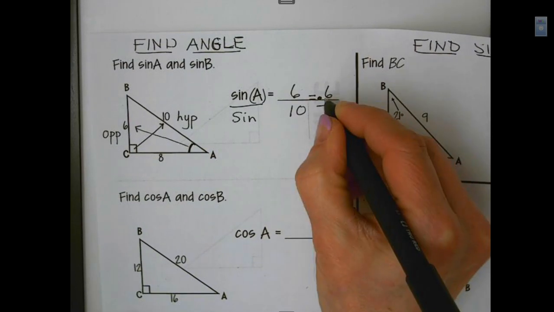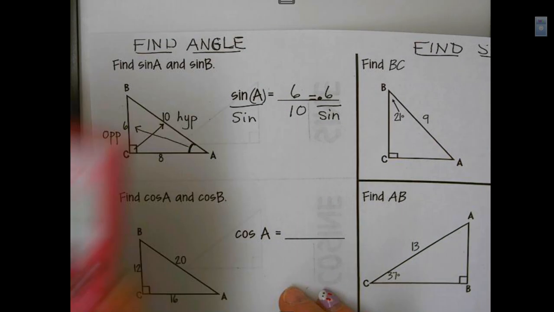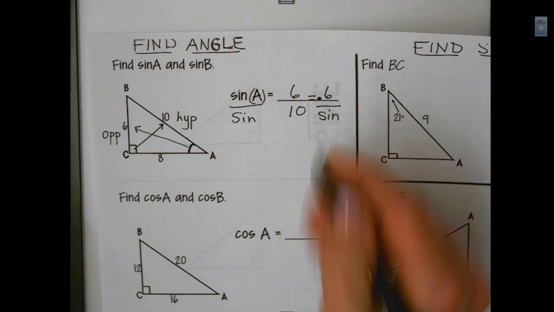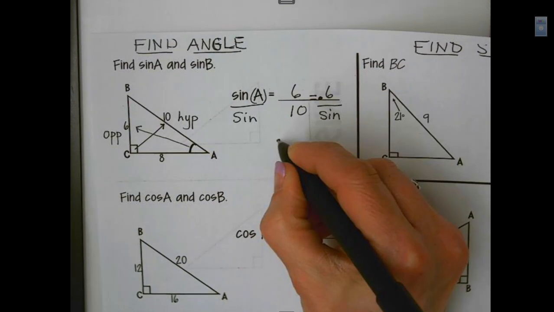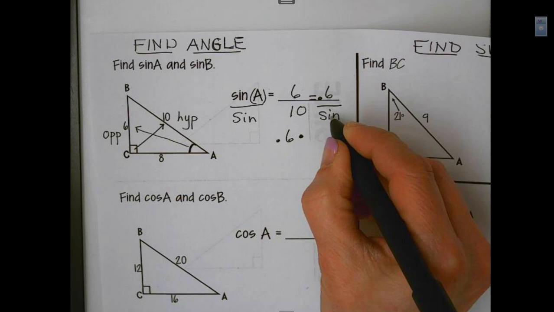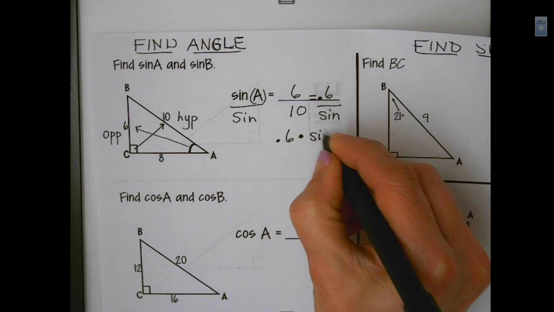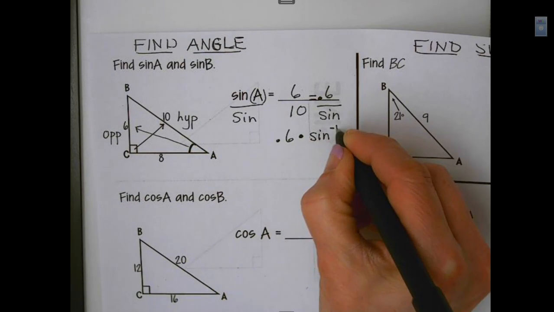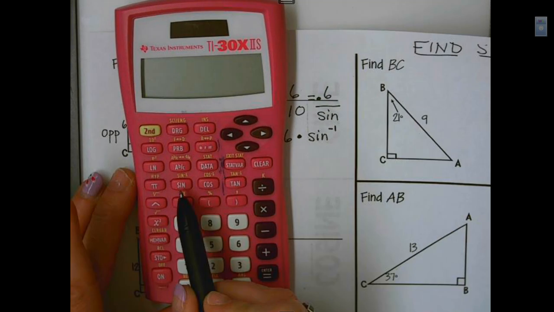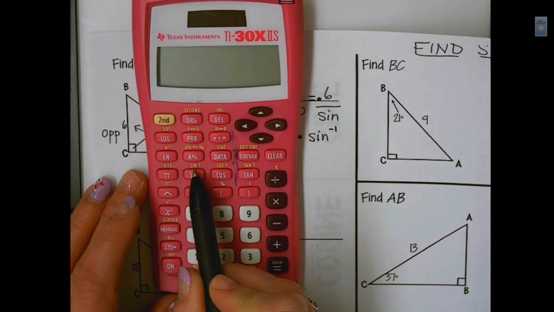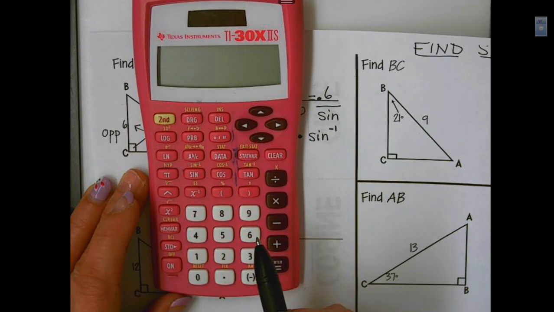So I'm going to divide 0.6 by sine. Okay, well, we really can't do that on the calculator because we don't know what the degree is. So what ends up happening, we are going to take that 0.6 and we're going to multiply by the inverse of sine, which looks like this, sine with a -1. Now you're going to notice that we do have that key. It's right here. There's the sine key, and right above it, it says sine -1. That just means the inverse of sine.